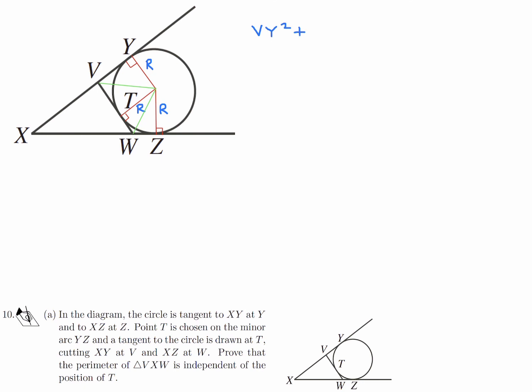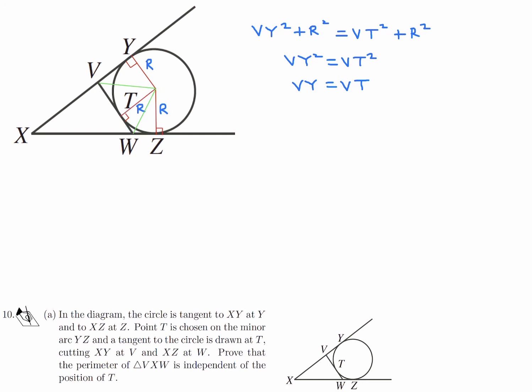Vy squared using Pythagoras plus R squared is equal to this right here. But that is also equal to Vt squared plus R squared, correct? Since they have the same hypotenuse, those two triangles. So Vt squared plus R squared. And therefore from this equation, the R squareds cancel. That means Vy squared is equal to Vt squared. And if you take the square root of both sides, Vy is equal to Vt. That's the first finding. Then we'll do pretty much the exact same thing, but with these two triangles.